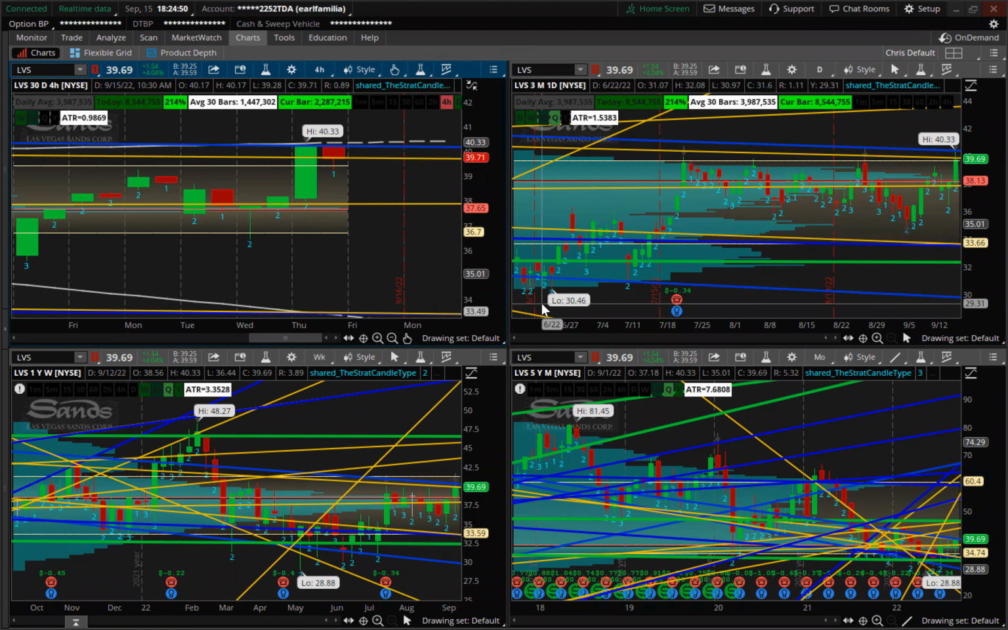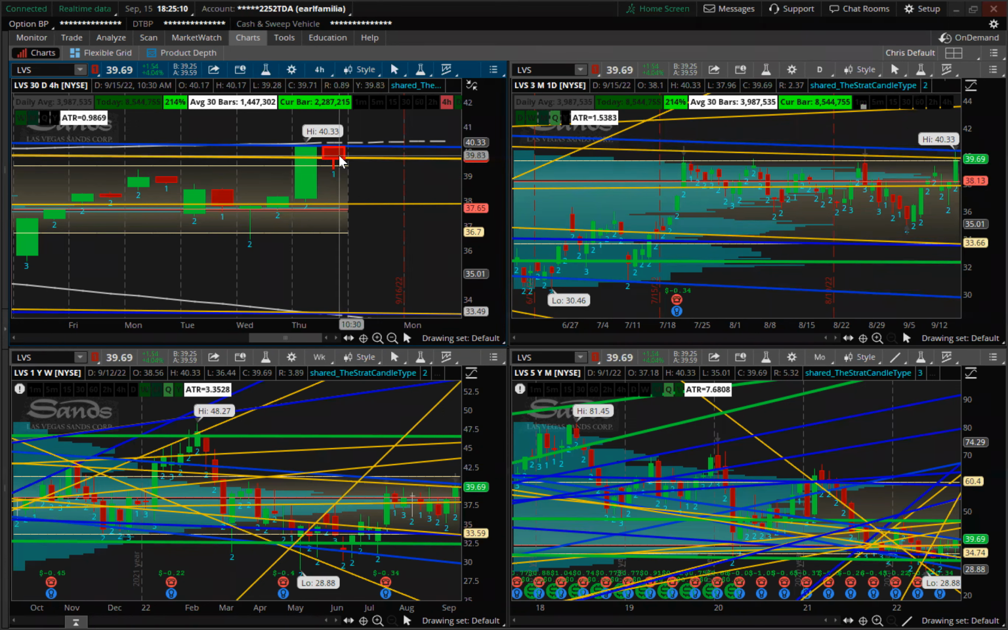But LVS, similar to WIN, is moving against the grain, so to speak, with SPY pushing down. So another one that's showing relative strength. We've got 214% of average volume on that one. So we had the rev strat today on the day.